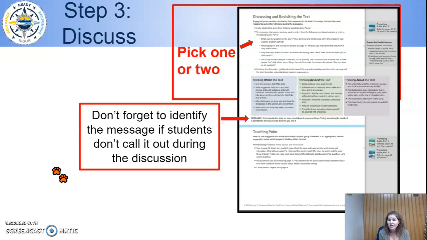Also, don't forget to call out the message, whether it's the theme in a fictional text, or the main point in an expository text, or the lesson in a fable, if the students don't identify it during the discussion. The whole idea is to move reading from word calling to making connections with the story or characters or content. The lesson card does a really good job of helping you identify if students are thinking within, beyond, or about the text right here.